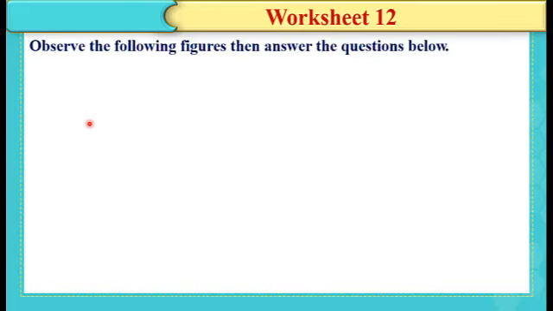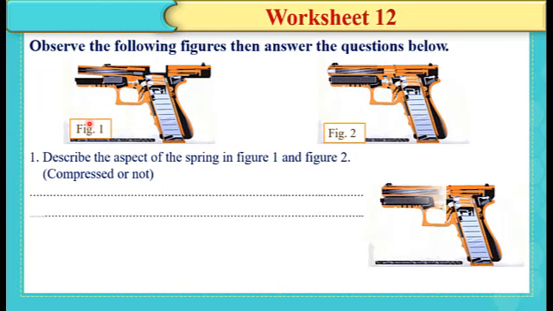Please open your booklet on Worksheet 12. Observe the following figures, then answer the questions below. Look at this gun. Look here how the bullet is being released. Here, in this case, the spring is released, it's not compressed, while observe here how it is compressed. When the spring is released, the bullet is released, while when the spring is compressed, the bullet is not released.